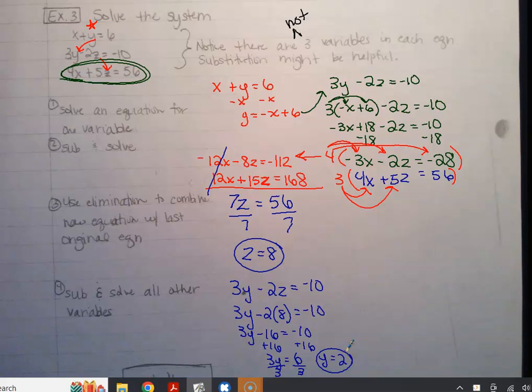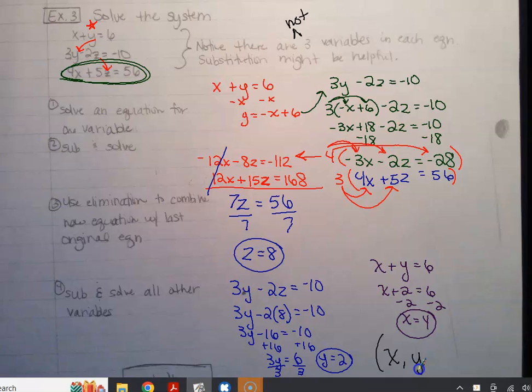And then you can just plug that into the top. Yeah, the top one is easier. So x plus y equals 6. So we're going to say x plus 2 equals 6 minus 2, and x equals 4. And then again, you have to write it in that notation. Remember, it always has to be x, comma, y, comma, z notation. So 4, comma, 2, comma, 8.